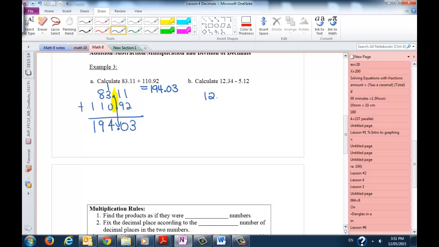Alright, what about subtraction? Same idea. I want us to really work on lining these up nicely, so our decimals are all lined up. And I can just start 4 minus 2 is 2, 3 minus 1 is 2. My decimal is going to get lined up right there. 2 minus 5 I can't do, so I'm going to borrow this one, and it's going to be 12 minus 5, which is 7. So the answer to 12.34 minus 5.12 is 7.22. All right, let's look at some multiplication.